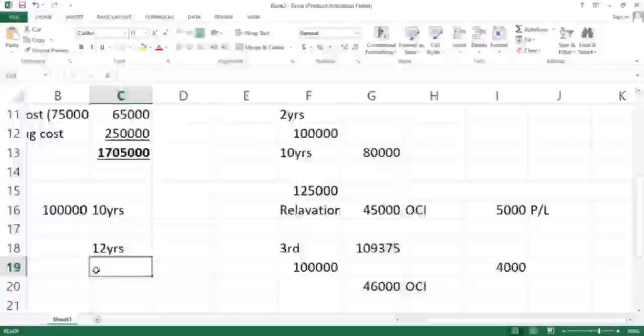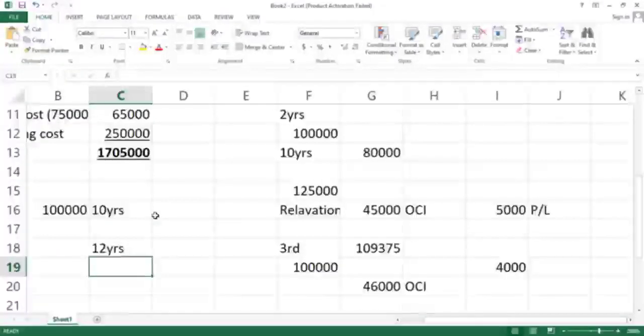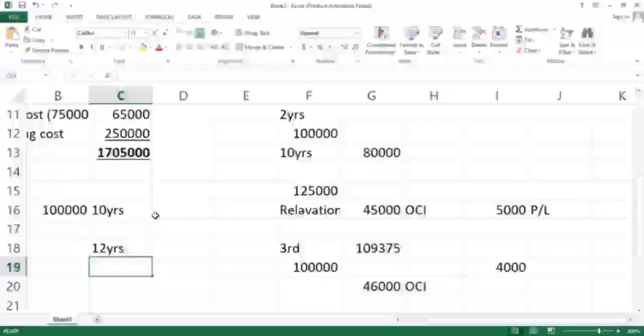You use the asset for 2 years, and you are now saying that the total useful life of the asset should have been 12 years. What do we do? Do we go back and say the depreciation should have been 100,000 divided by 12? So we start writing them off, or what do we do?